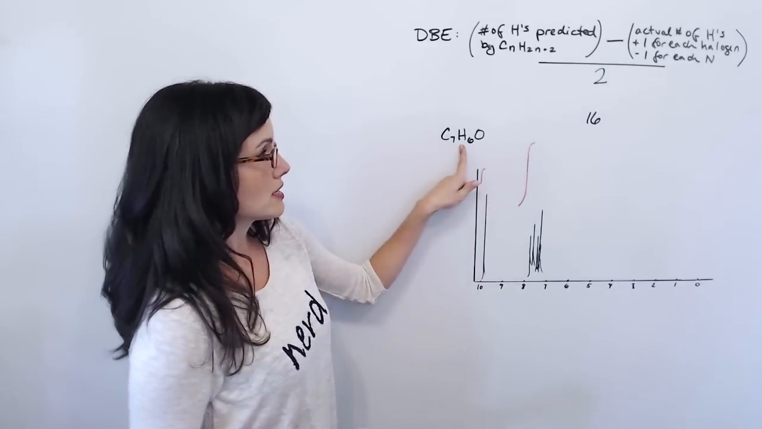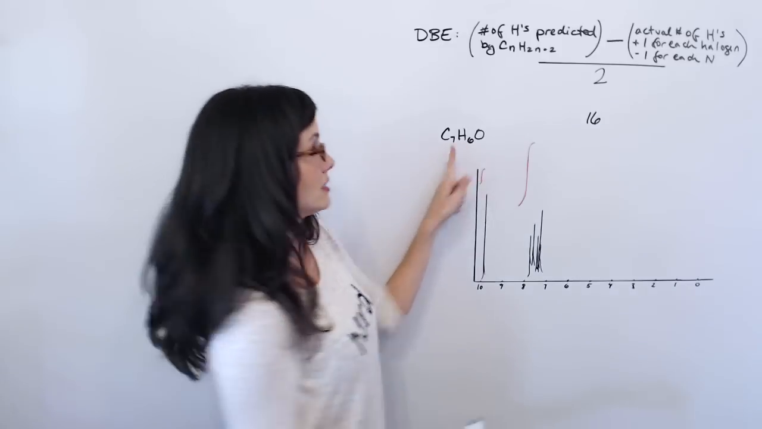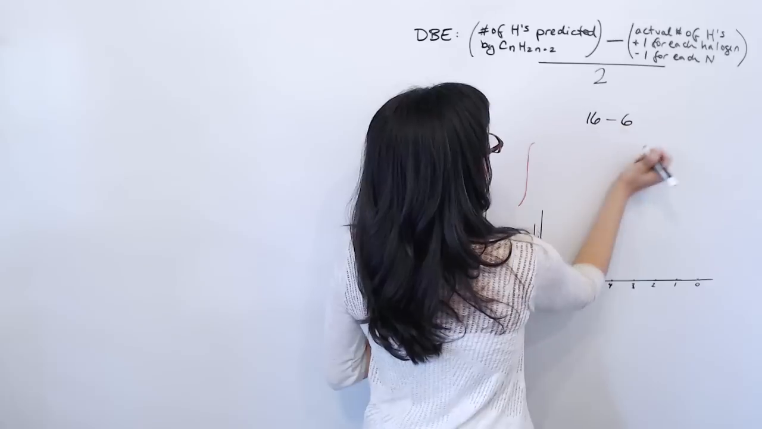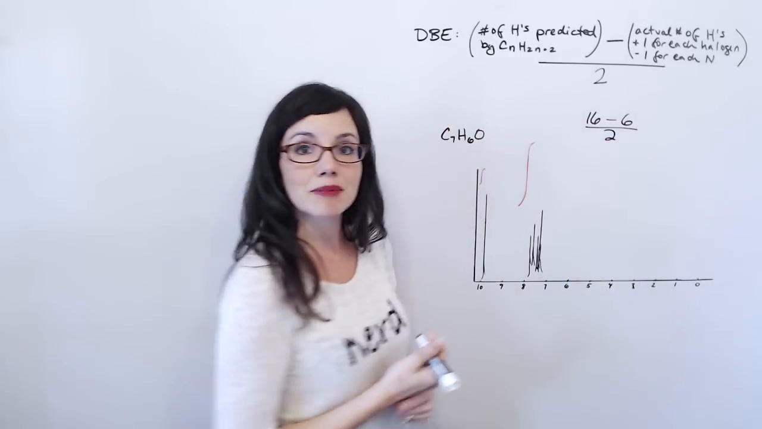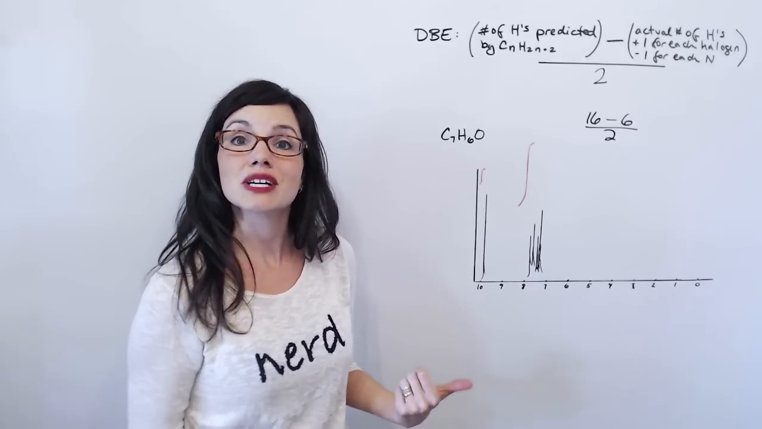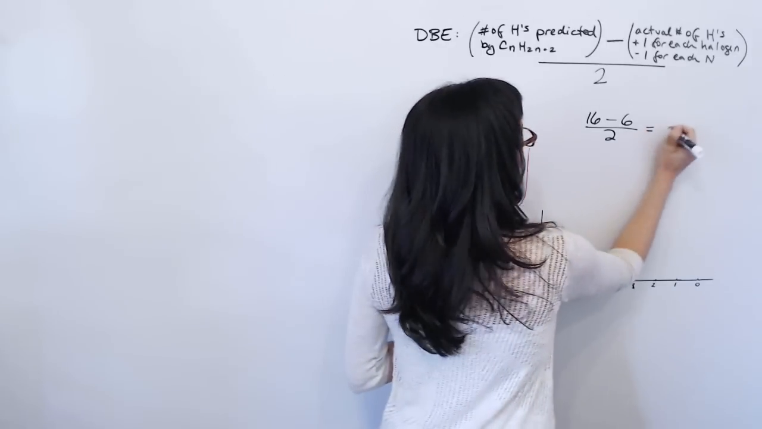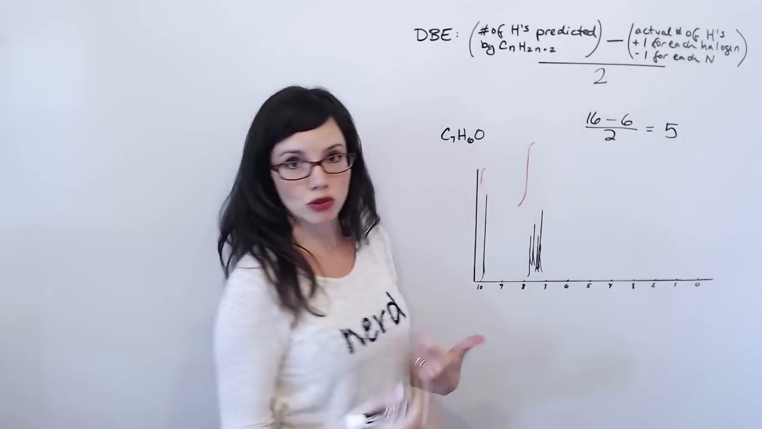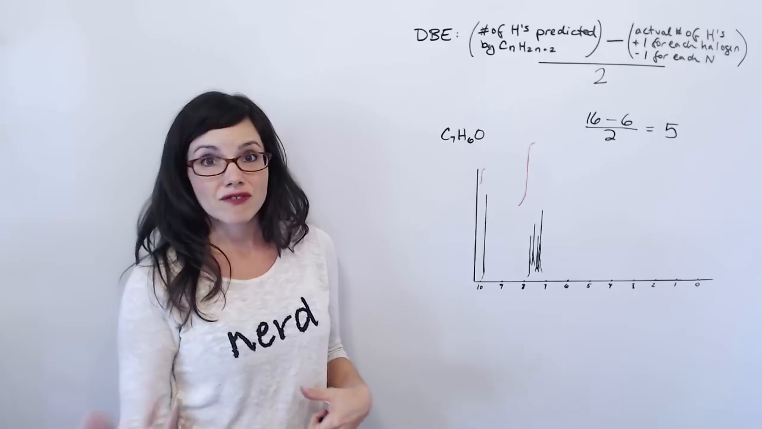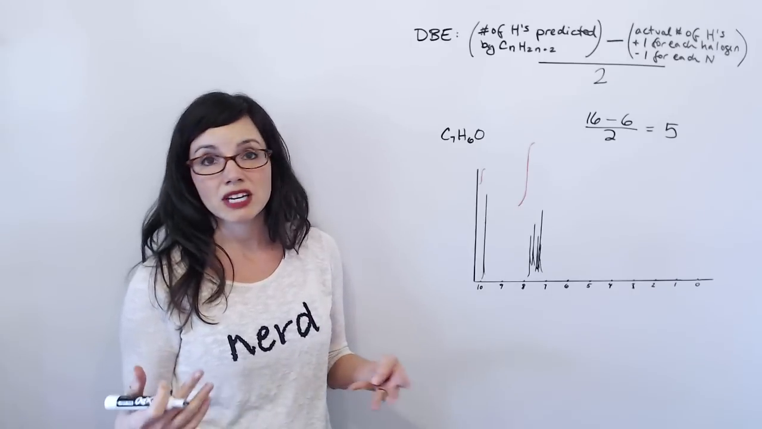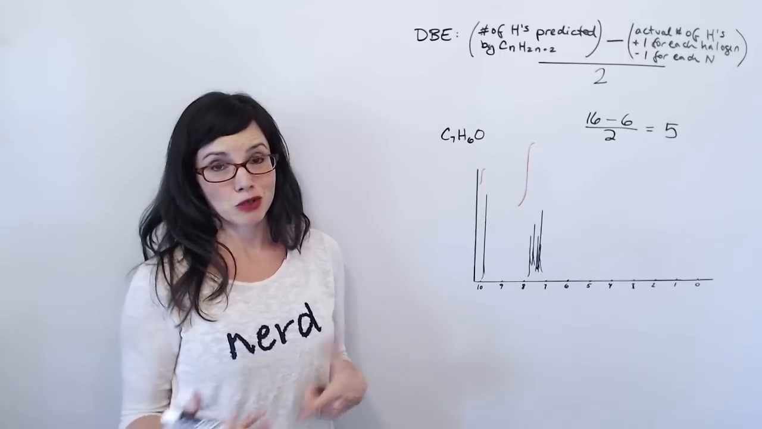So we've got 6. We're not adding or removing any. So we subtract 6 for the actual number, and we divide by 2. 16 minus 6 is 10, divided by 2 is 5. 5 double bond equivalents, or elements of unsaturation. That lets us know that there are 5 double bonds, or rings, or some combination of those with triple bonds in our compound.